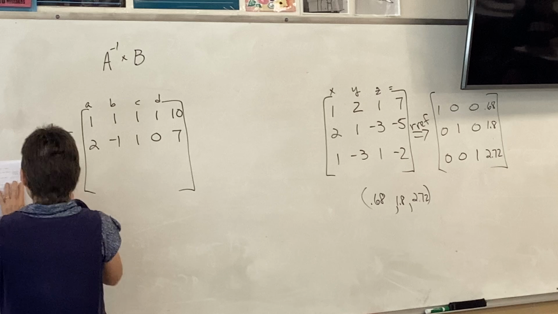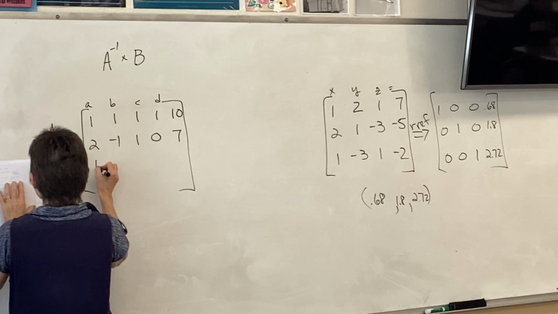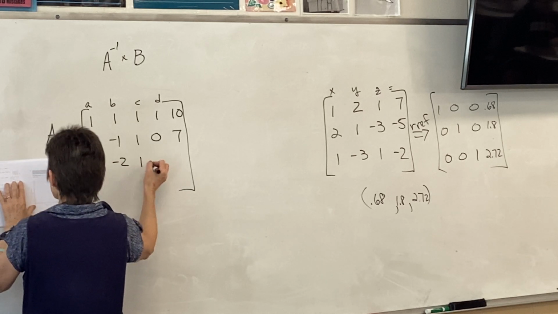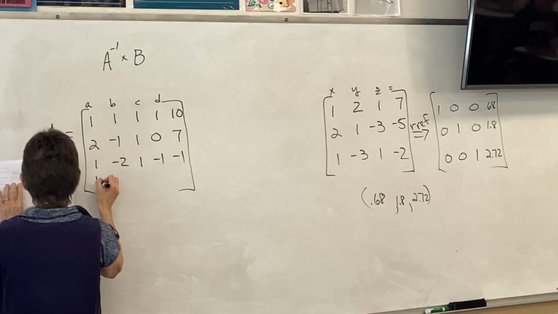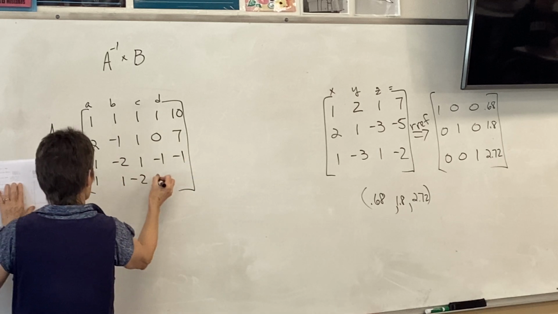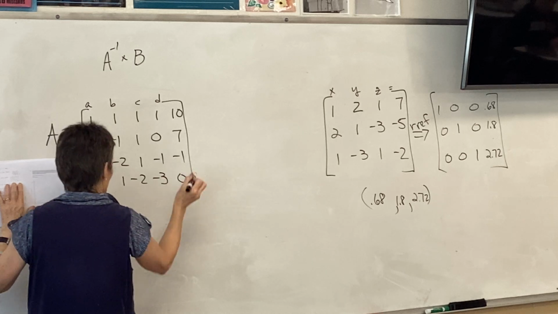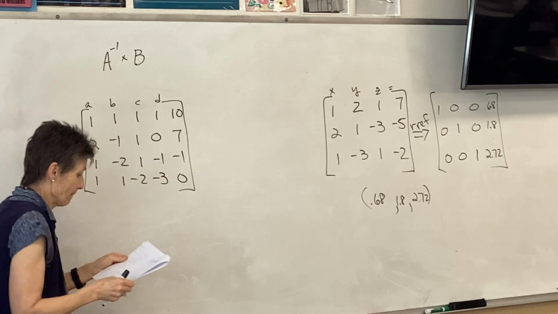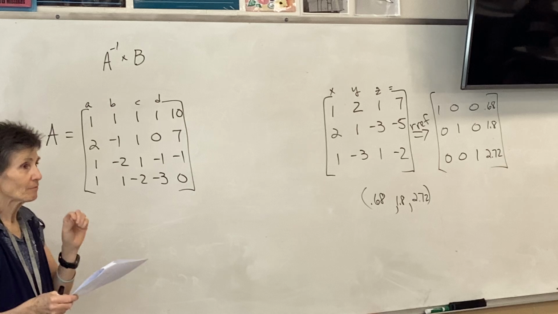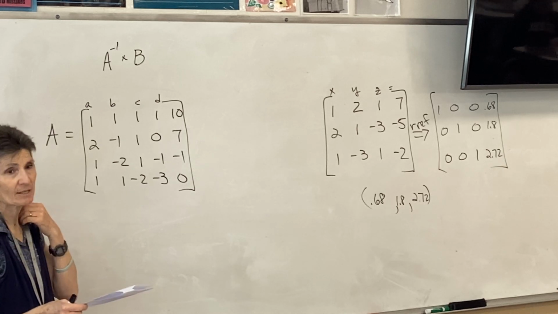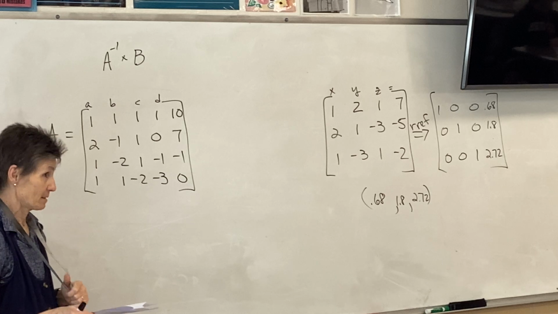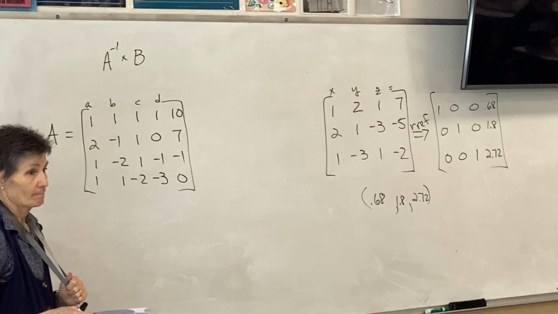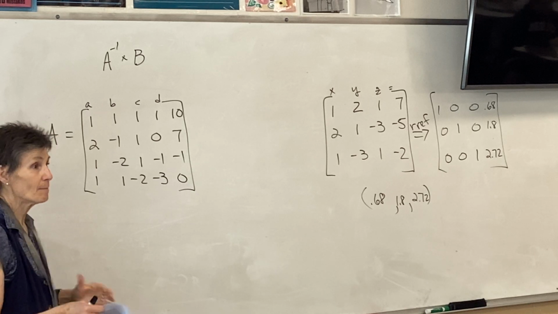That's right. All right, third line: 1, negative 2, 1, negative 1, negative 1. And 1, 1, negative 2, negative 3, 0. We have to make sure when we put these things into our calculators that we're getting the zeros in the right spots. Okay, everybody okay with that?